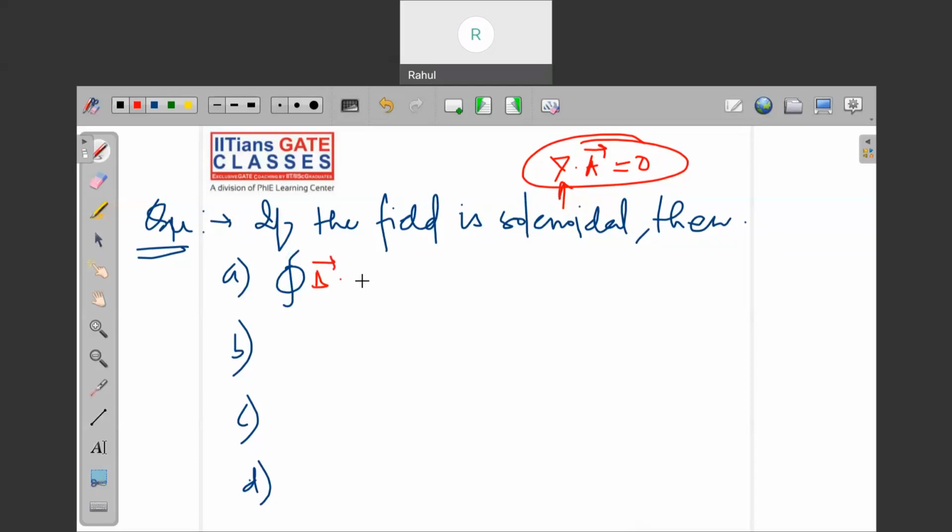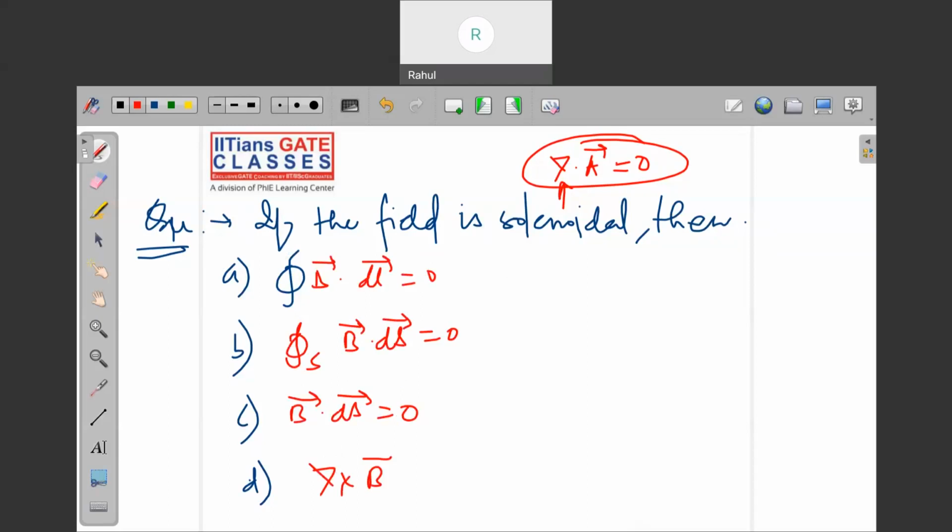V dot dl is equal to 0, and the closed surface integral v dot ds equal to 0. Okay, and v dot ds equal to 0 without any integral here, and the curl of b does not equal to 0, right? So if the field is solenoidal, it means divergence will be 0. Divergence of a vector is 0, right?